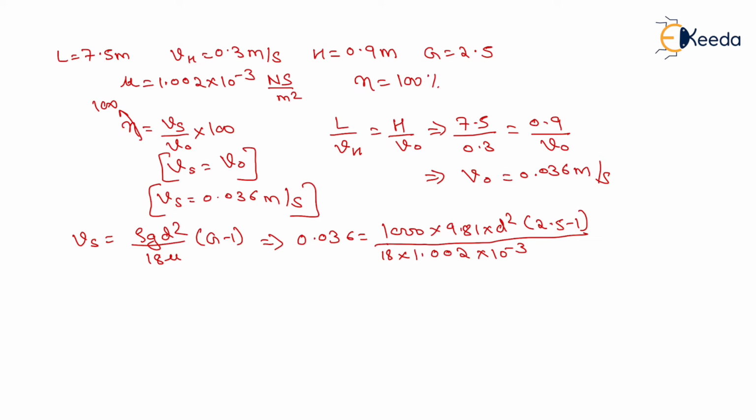Now after solving this equation, we can determine the value of d, which, when we convert all these values from meter to mm, will be equal to 0.21 mm. That will be the particle removed with 100% efficiency, having horizontal flow velocity equal to 0.3 meter per second. That will be the size of particle, 0.21 mm.